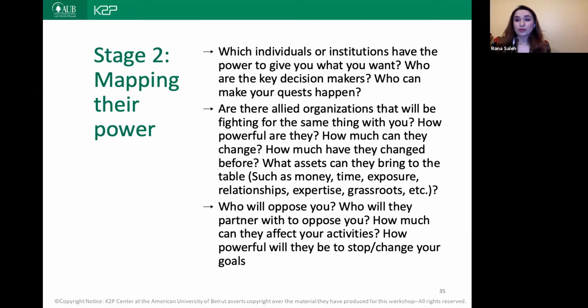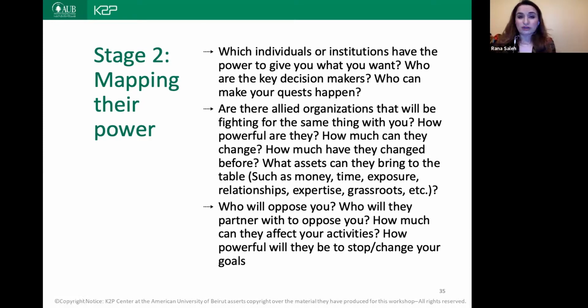They would also be powerful if they have access to media, for example, or have access to other groups that are important. So those are some of the thoughts that you could, or questions you could ask yourself when identifying the power of the stakeholders that you are mapping. These are some questions that would guide you in order to identify the power and position of some stakeholders.